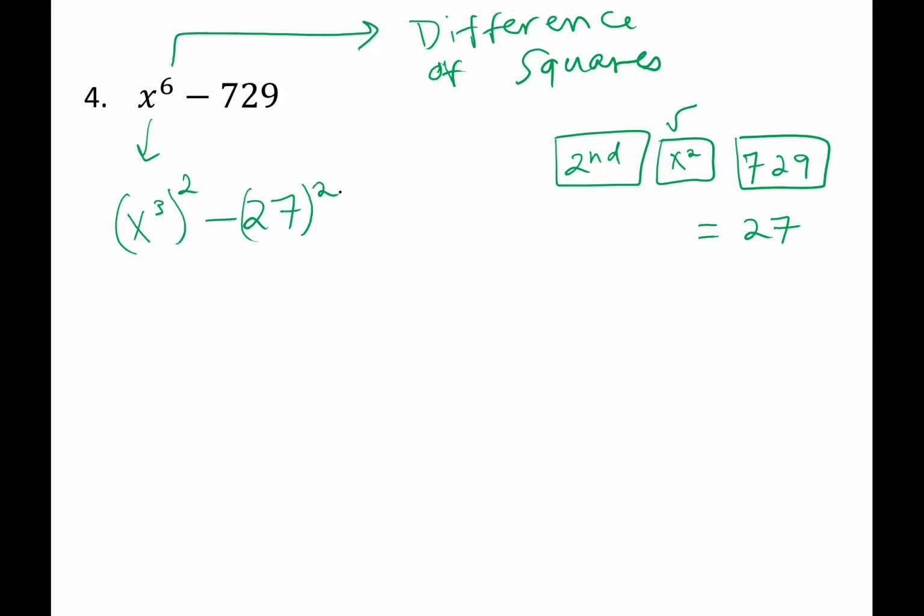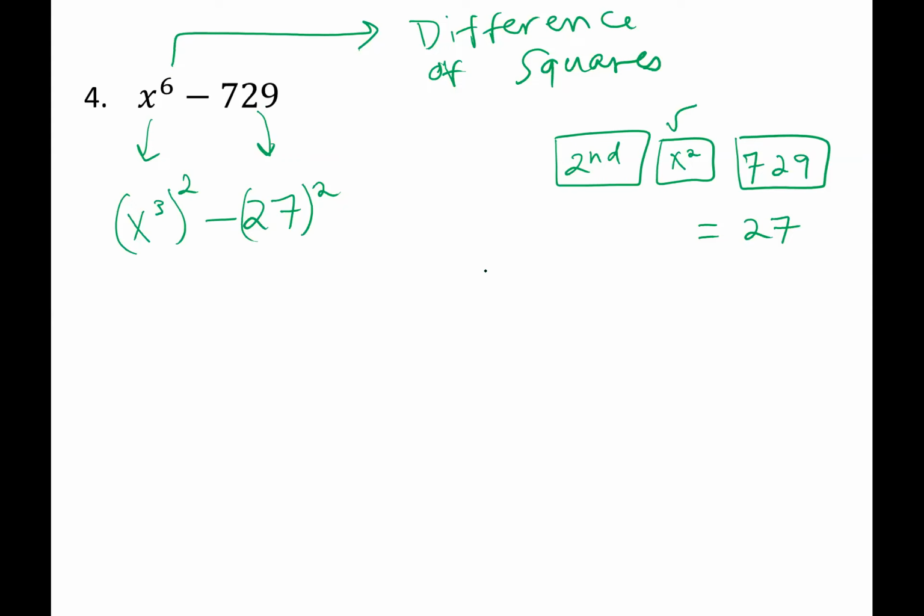So I'm rewriting this problem. Here was the original problem: x to the 6th minus 729. I'm rewriting it as a difference of squares. x to the 6th is rewritten as x to the 3rd squared, minus 729 rewritten as 27 squared. Difference of squares. Here's what we mean by that.